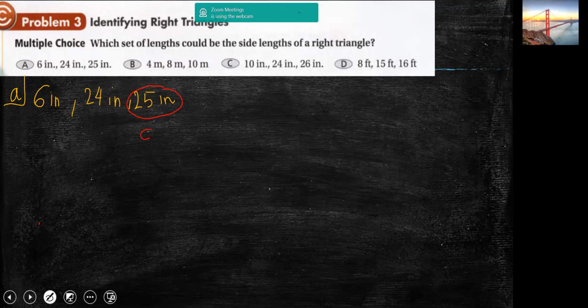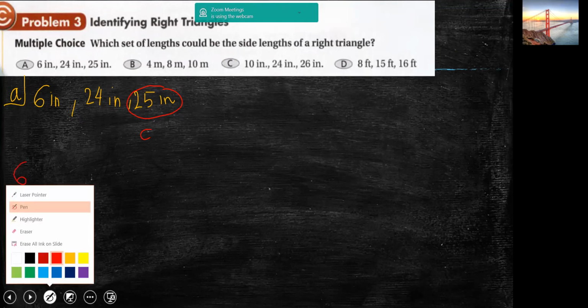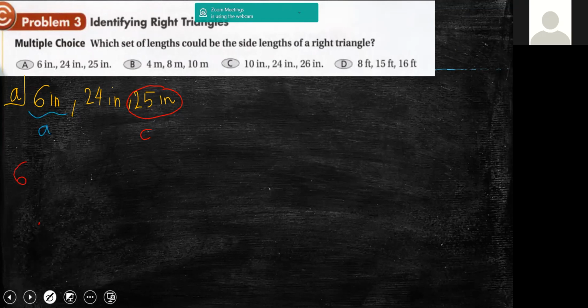So I will square the 6 and the 24 to see if they are equal to 25 or not. If 25 is C, that means this is A and this is B. Is it clear? How can I know which is A, B, and C? We can say 6 is B and 24 is A. Yes, you can.